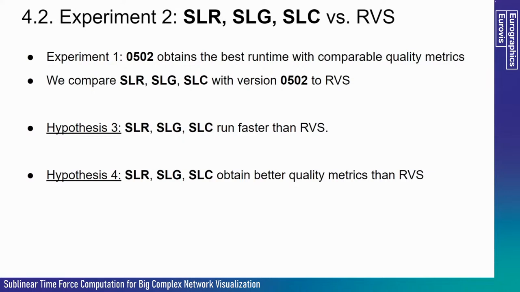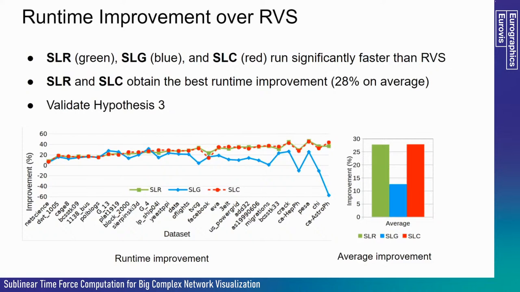Here we hypothesize that all of SLR, SLG, and SLC run faster than RVS, and also that all of the variations of SL obtain better quality metrics than RVS. With the runtime, we see that all of the SL variations run significantly faster than RVS on average, and also that SLR and SLC obtain the best runtime improvements compared to SLG. This still validates hypothesis 3.